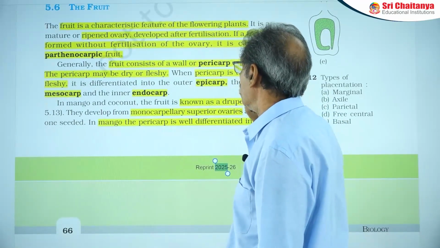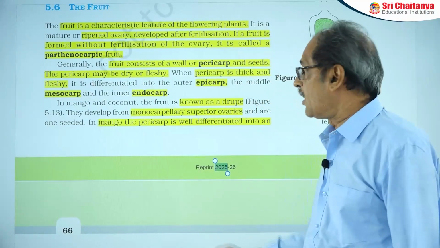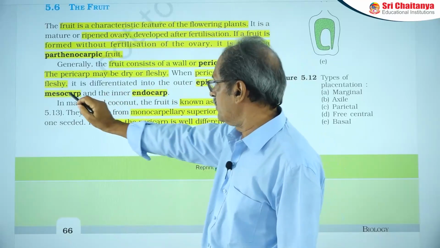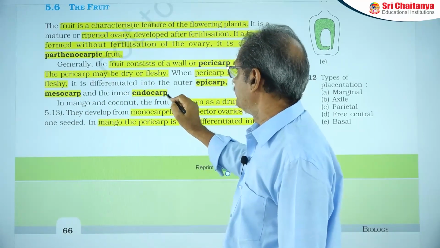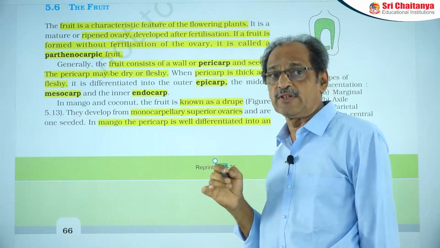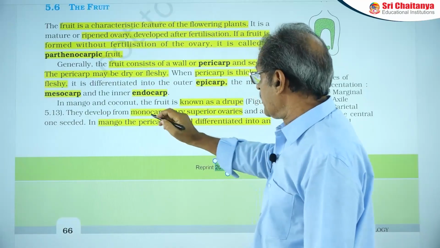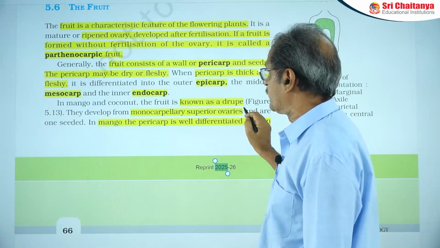In fleshy fruits, the pericarp is differentiated into 3 layers. Outer one is called epicarp. Middle one is called mesocarp. Inner one is called endocarp. Actually 3 layers. Of course, this differentiation is present only in fleshy fruits, not in dry fruits, remember. Examples quoted are mango and coconut; the fruit is called a drupe, a fleshy fruit.